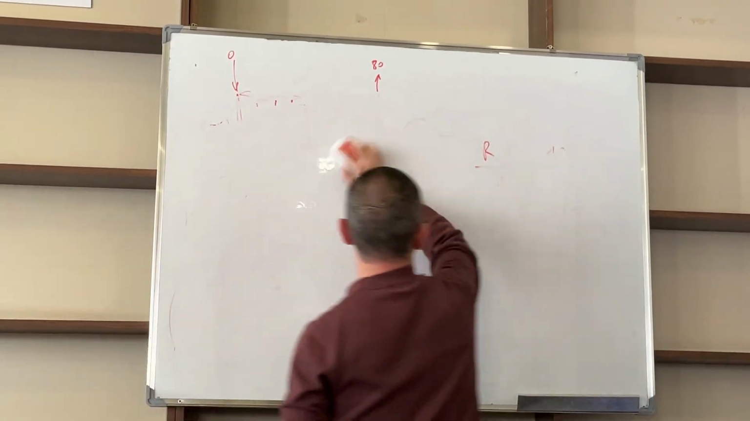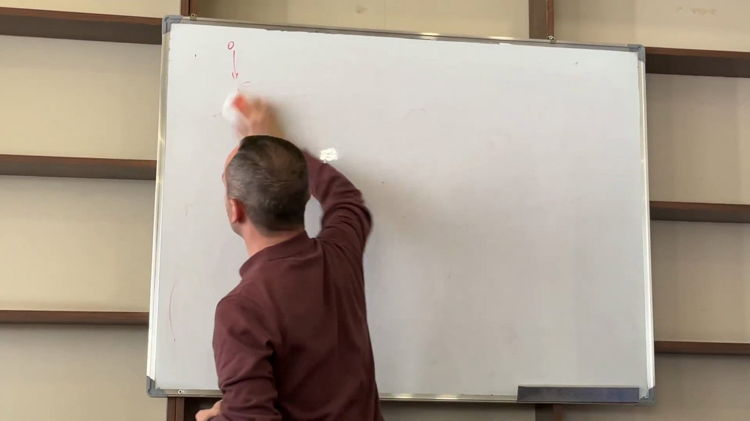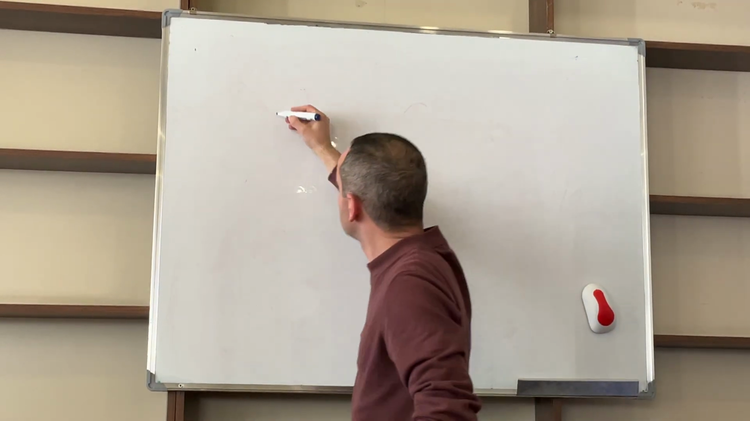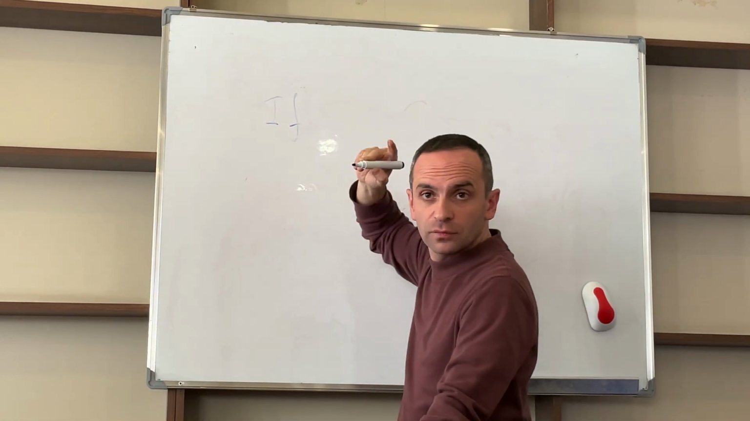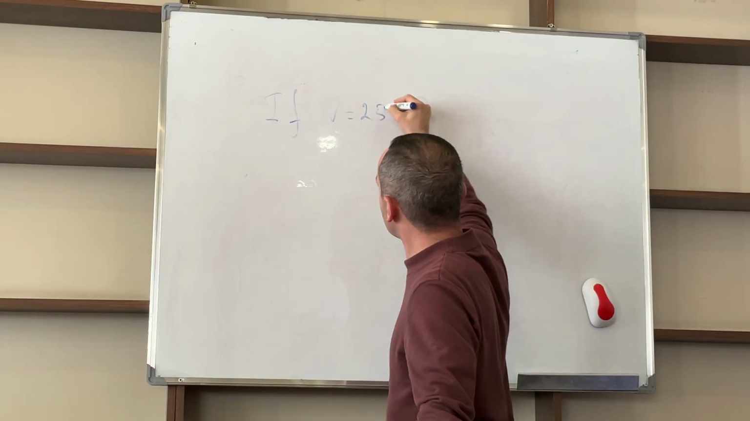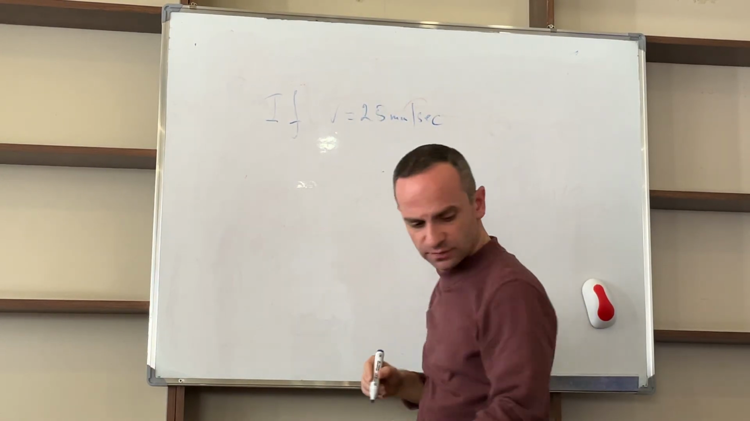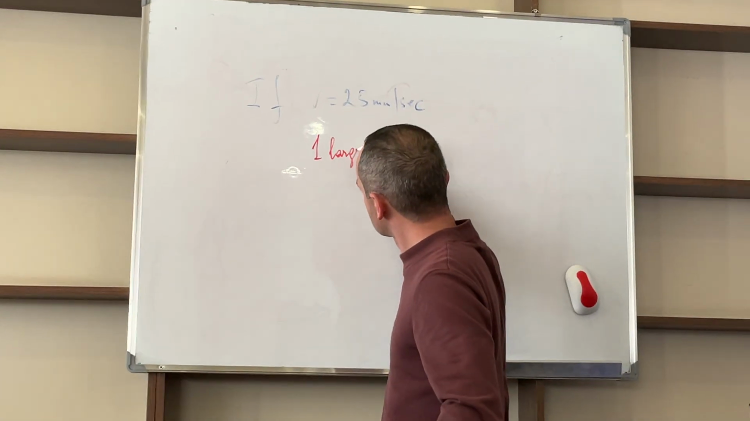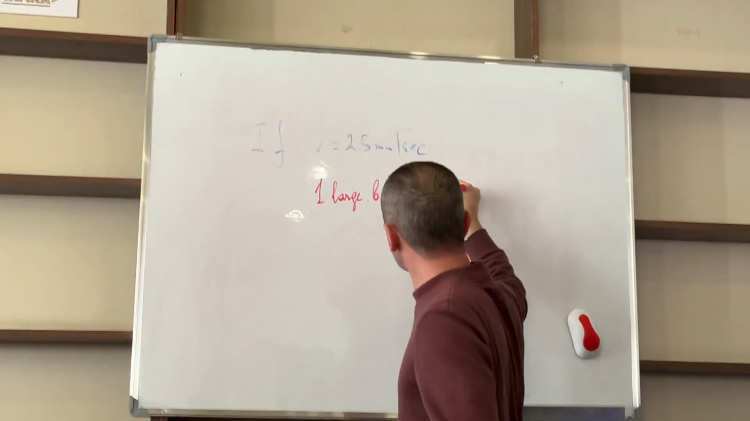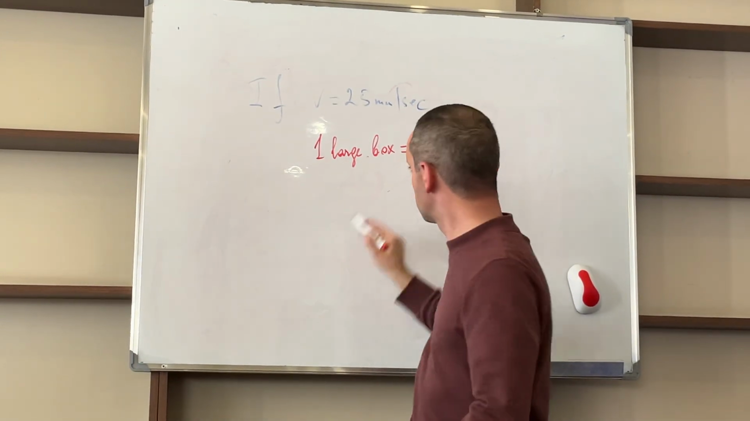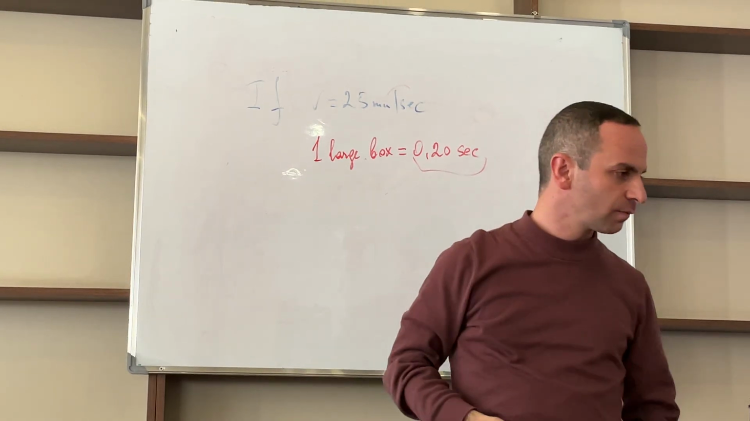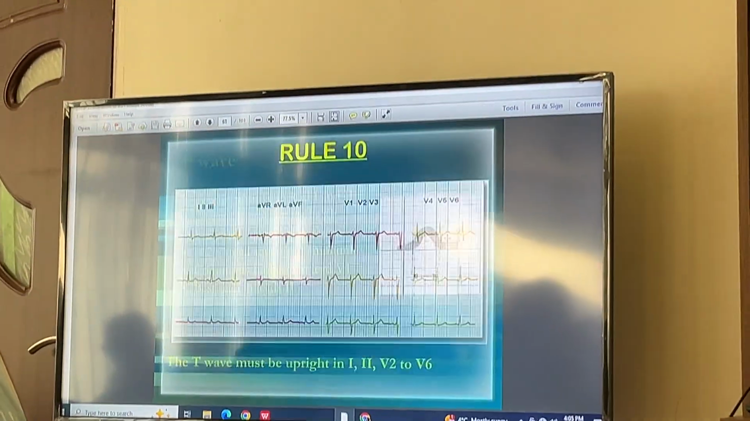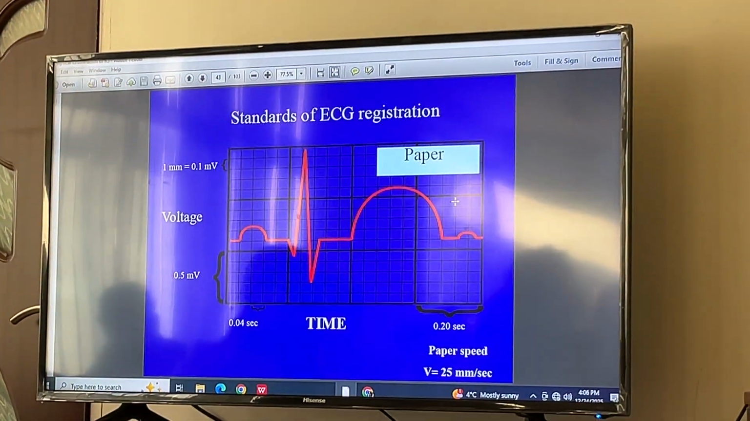It is called the rule of 300, or the law of large boxes. Once more, we start from if velocity is equal to 25 millimeters per second, yes? One large box is equal to 0.20 seconds. Yes, you remember. One large box.